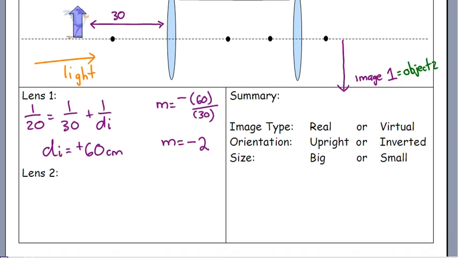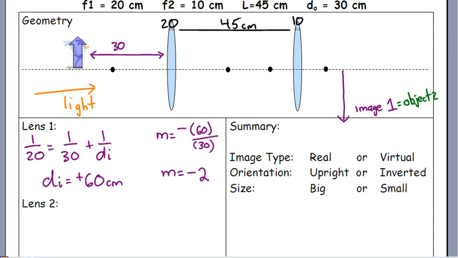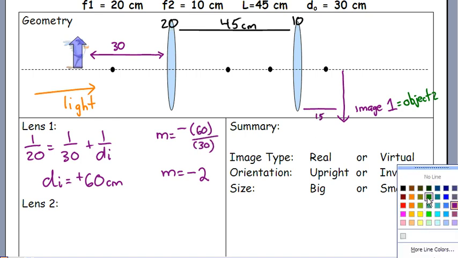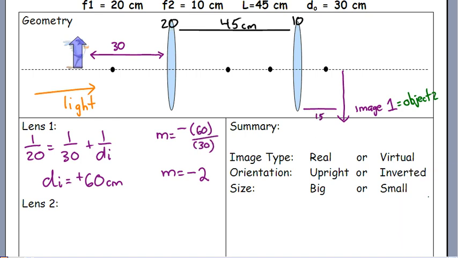So I guess we have to think about numbers here. It was supposed to be 60 centimeters down the road from lens number one. There's a 45 centimeter gap. So it's looking to me like this distance here, it's after the glass, but that's going to be a 15. Okay, here we go. We're going to move on into lens number two.